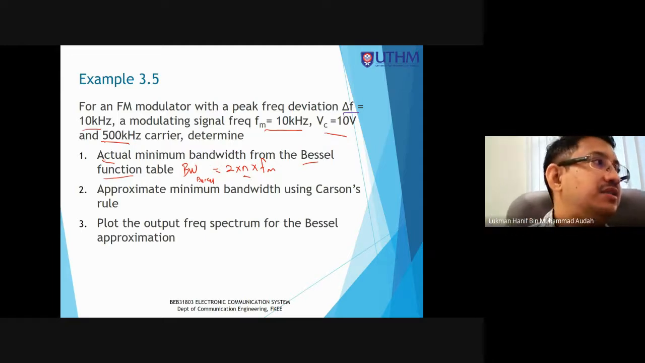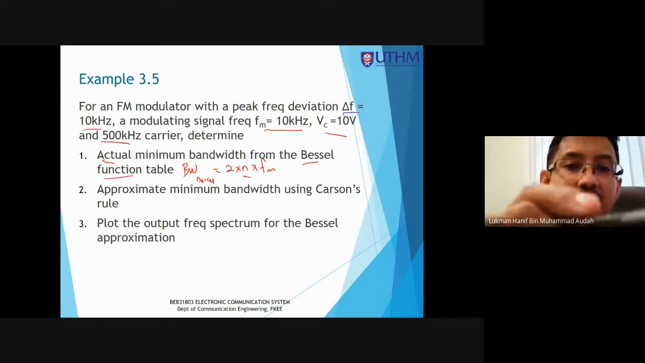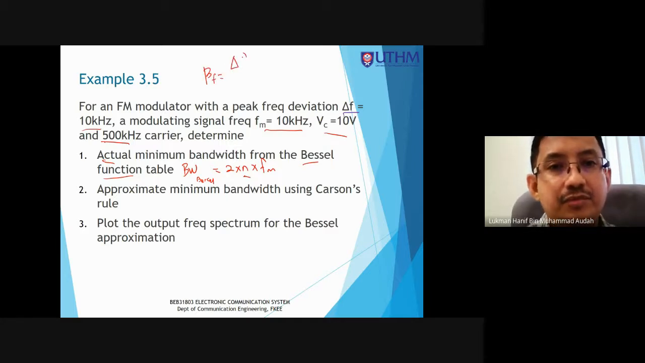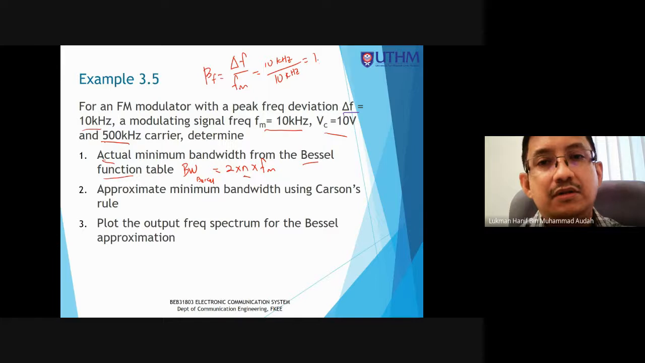So N can be determined based on the value of beta. So kita kena cari beta terlebih dahulu. Beta F is equal to delta F divided with Fm. So this is equal to 10k divided with 10k, equal to 1. So based on the Bessel table, for beta equal to 1, you will get N equal to 3.